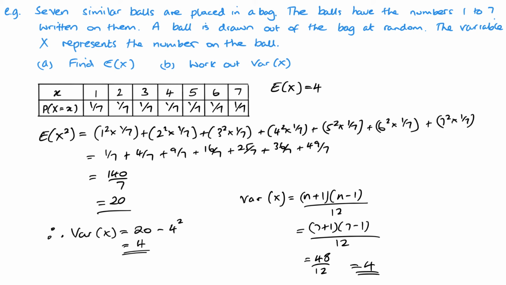Now you can see that this is obviously way quicker. I didn't need to find E of x squared to be able to find the variance within a discrete uniform distribution. Okay, so using these two formulae, hopefully you can see how much quicker and easier it is to work out your expected value and your variance. Now, I'll give you a couple of questions to try, and as always, I'll pop the answers after them.